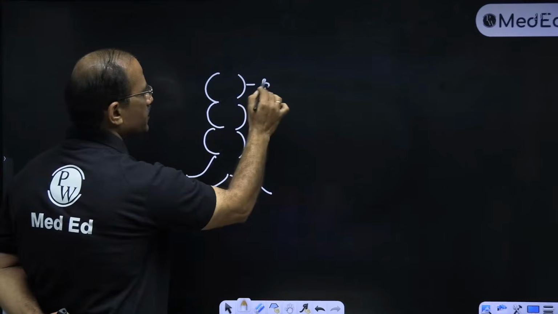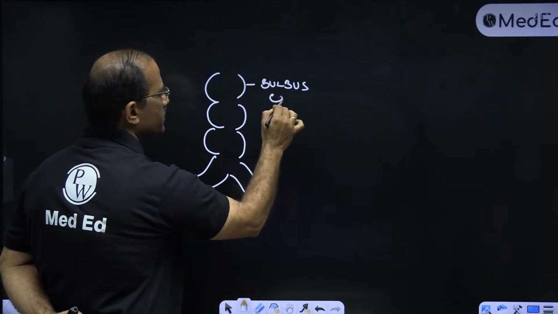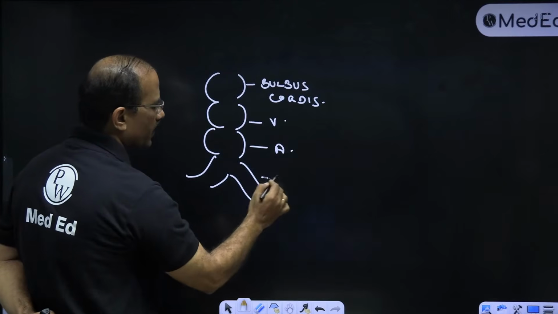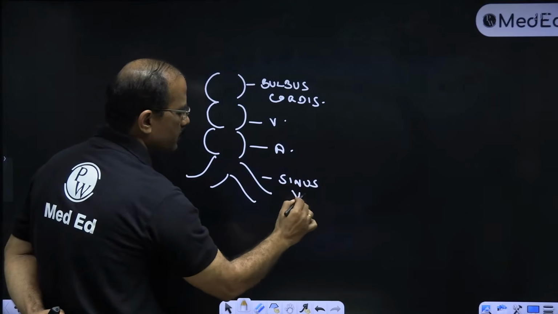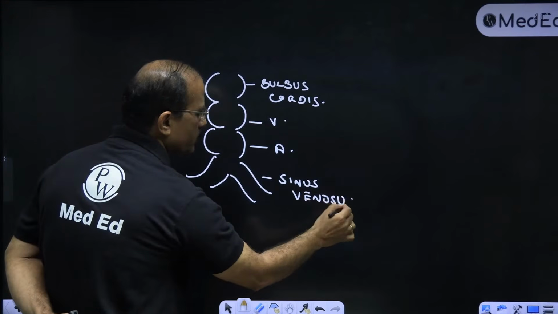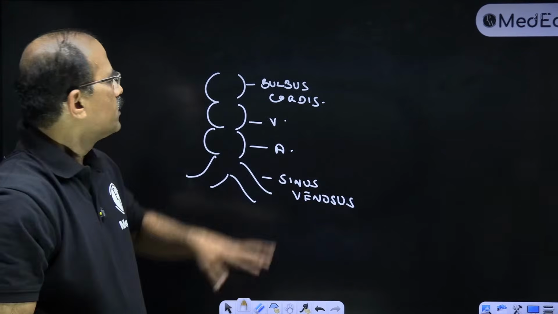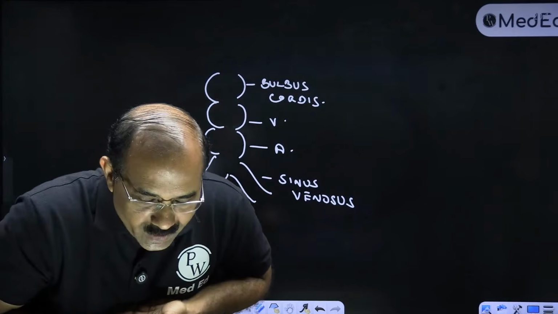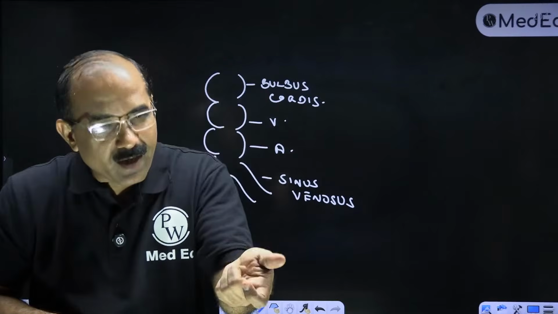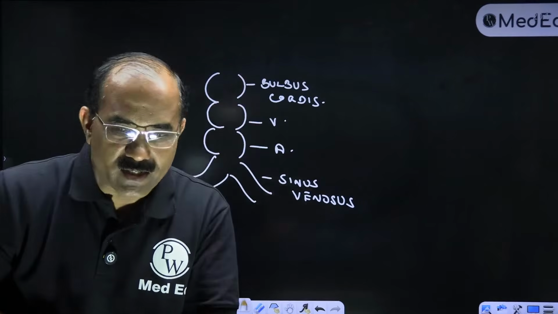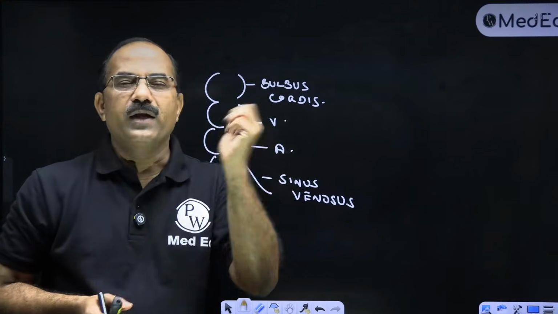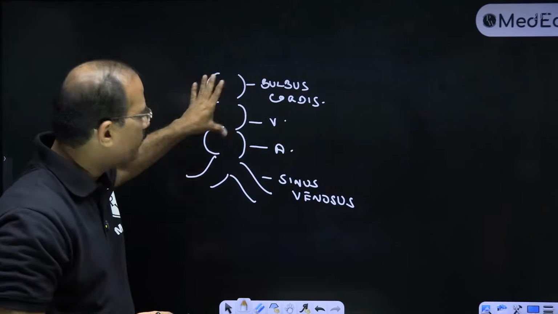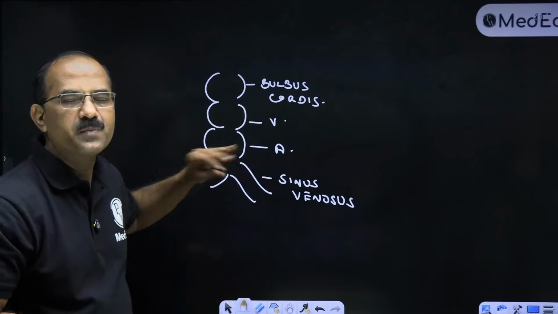This is the bulbous cordis. This is the ventricle. That's the atria. And what is this? Sinus venosus. So जब heart बनता है, when the heart is formed on the ventral aspect of the embryo, that area को हम बोलते हैं cardiogenic area. It is made up of 4 chambers: the bulbous cordis, the ventricles, the atria, and the sinus venosus.